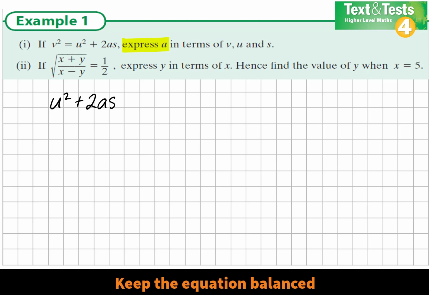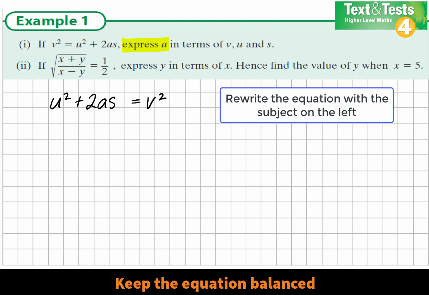If v squared equals u squared plus 2as, then logically u squared plus 2as must be equal to v squared. And this is a useful thing to do, to write the subject on the left hand side. I'm going to take u squared from both sides. When we do this, we'll end up with just 2as on the left hand side. So again, we're isolating the a, the subject of the formula. So this gives us that 2as is equal to v squared minus u squared.